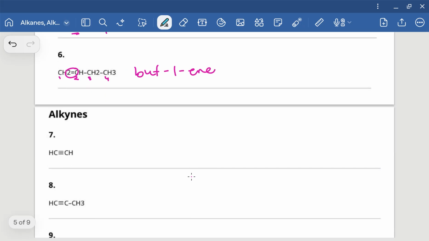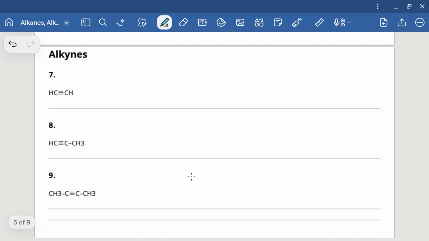Looking at alkynes now, we have a triple bond present. So this first one is ethyne, and same thing as ethene, you don't have to say where the triple bond is because it can only be between 1 and 2. This next one, we have 3 carbons in our longest chain. We will number from left to right, giving the smallest number on carbon 1.